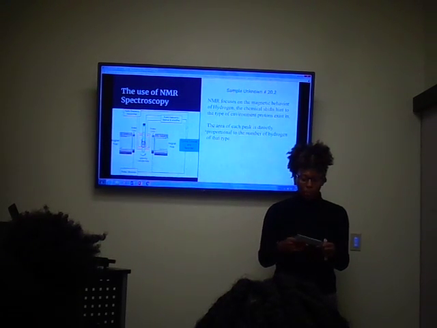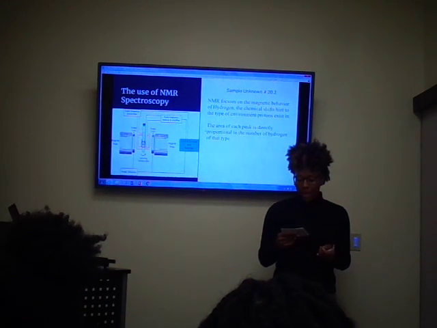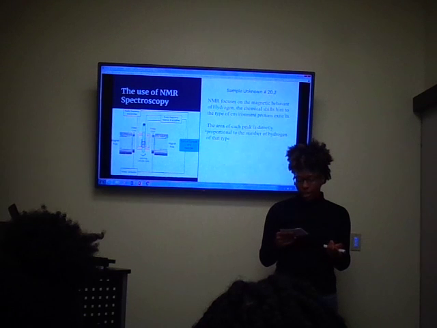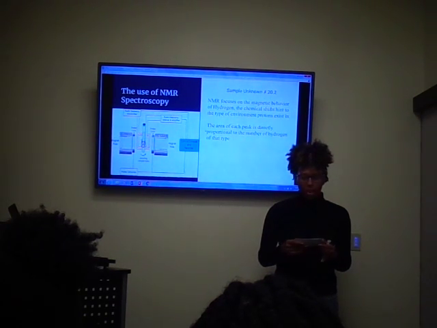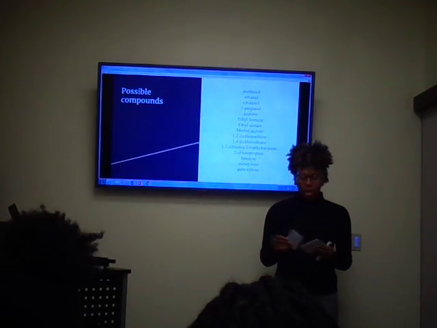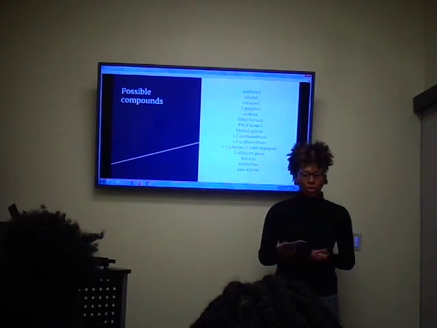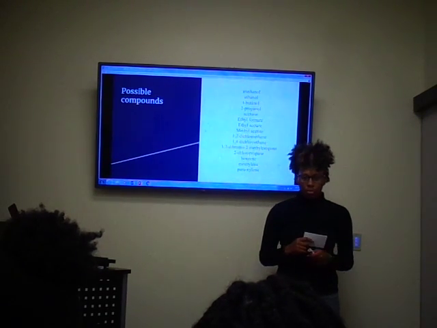During the NMR, the difference is that it focuses on the magnetic behavior of the hydrogen, and the chemical shifts hint at the environment the protons exist in, and each peak is proportional to the number of hydrogens. And these are all of my possible compounds, which were all referenced from my lab manual.